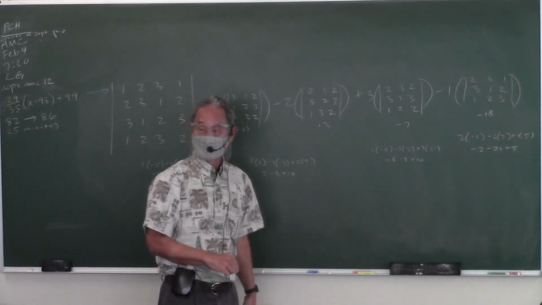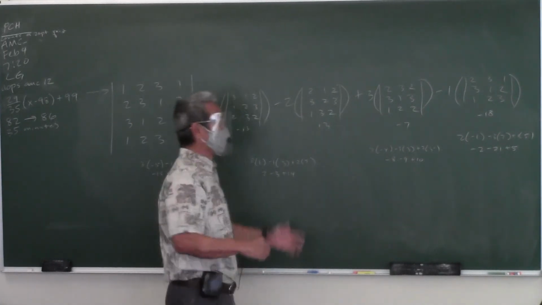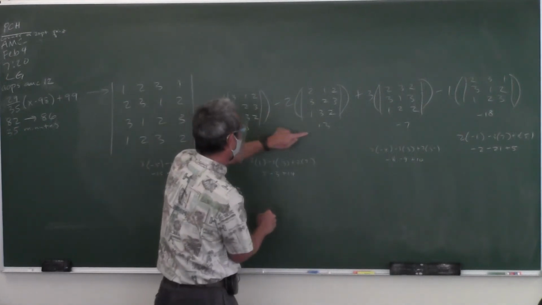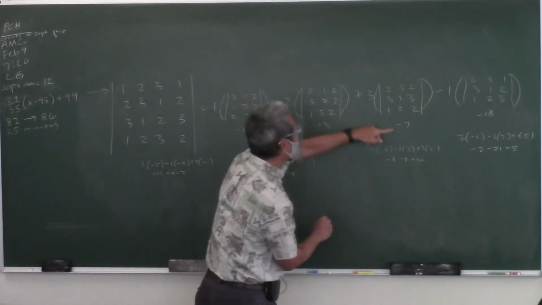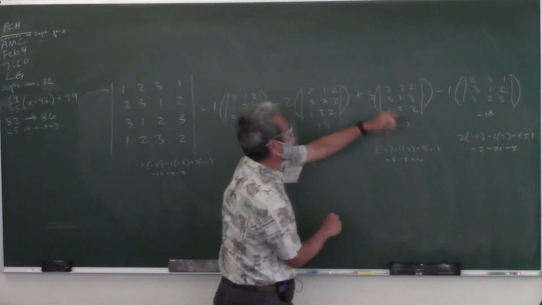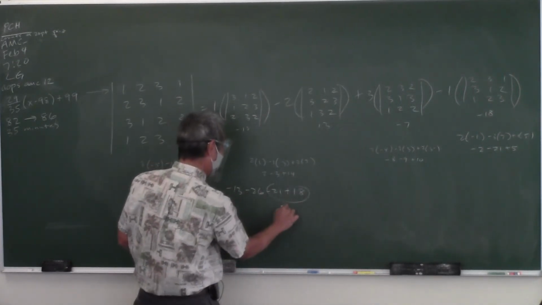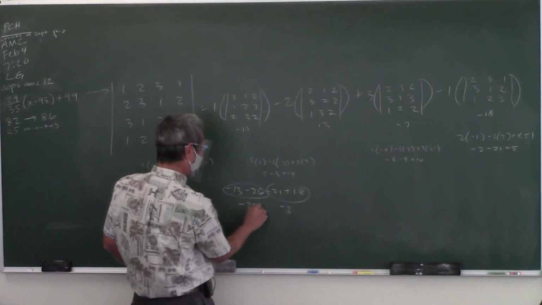You guys get those numbers? Okay, yeah, I did it right. Okay, so now you gotta go 1 times negative 13, negative 2 times that, minus 26, 3 times that is negative 21, and negative 1 plus 18. So this would be the hard part for you guys. So this is negative 3, and that's negative 39, so negative 42.